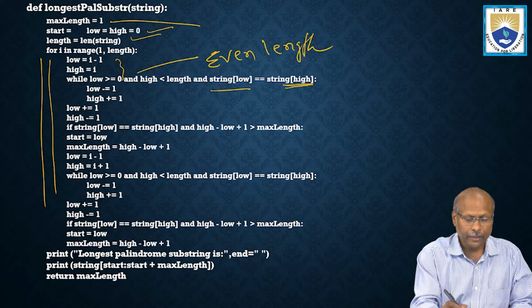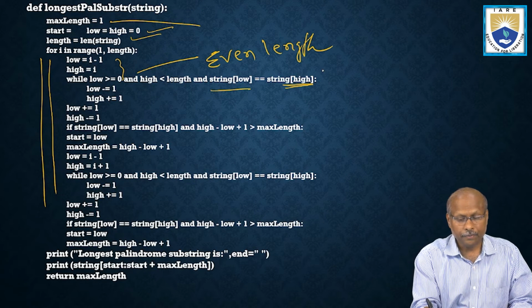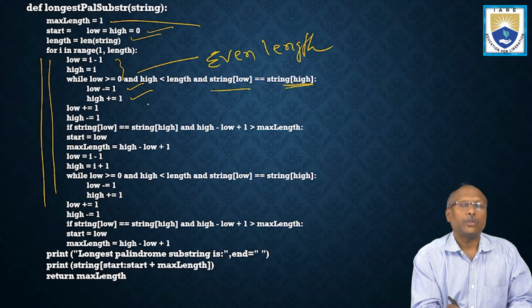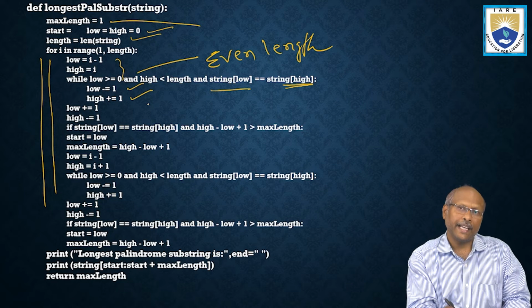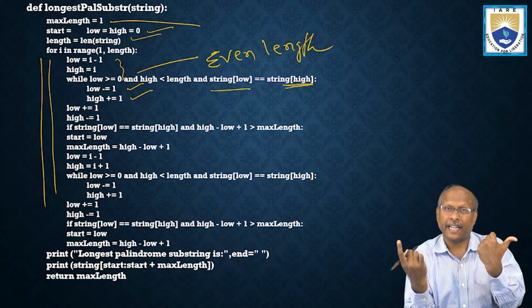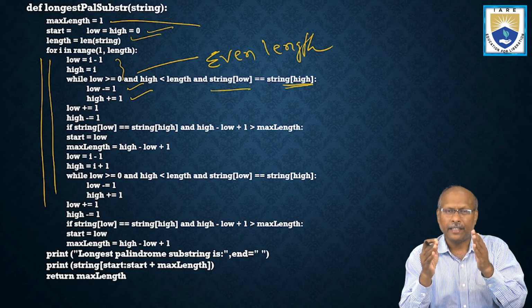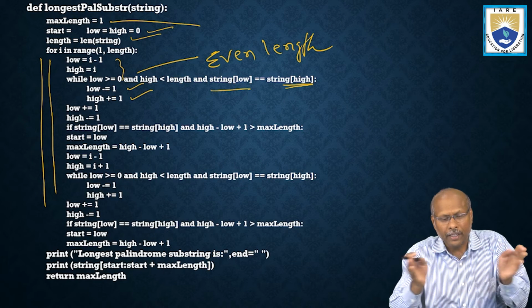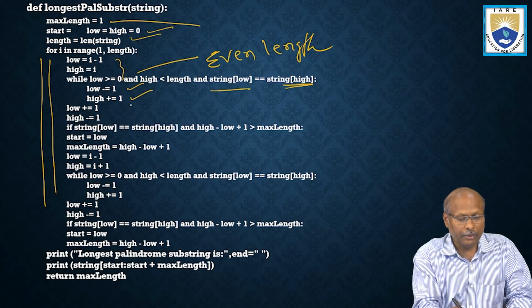So this is the way you are finding even length. Here I am making two indexes, lower index as well as higher index. Lower represents my left side and higher represents my right side. If both characters are equal, then it says it's a palindromic nature. So that's why I will keep on expanding. So low equal to minus 1, high equal.